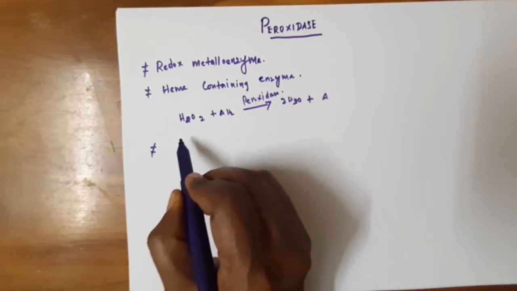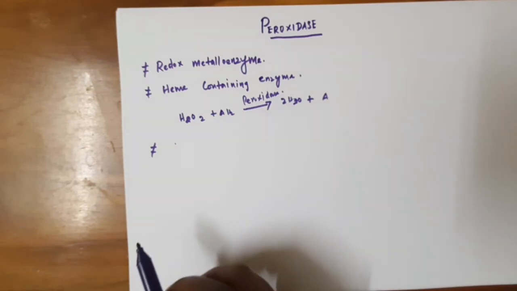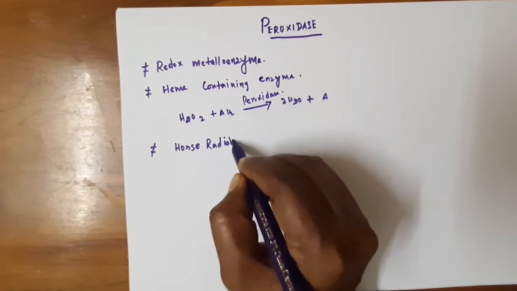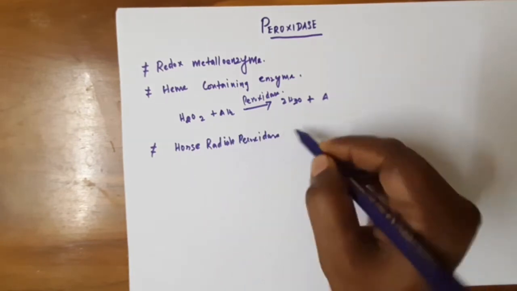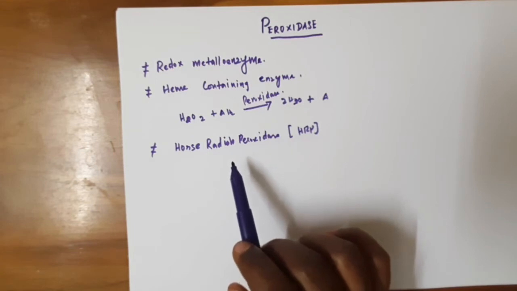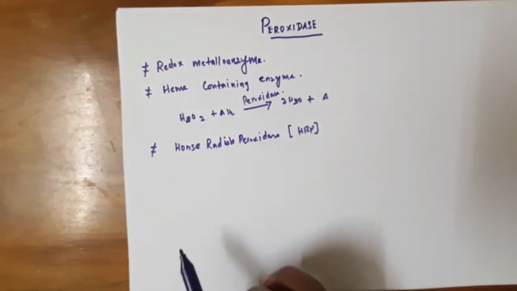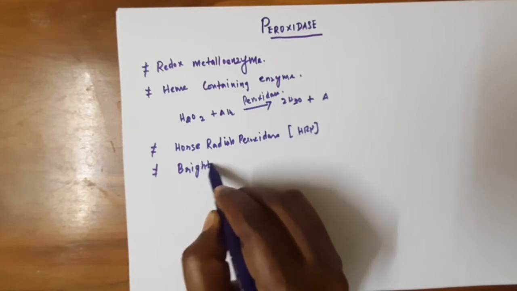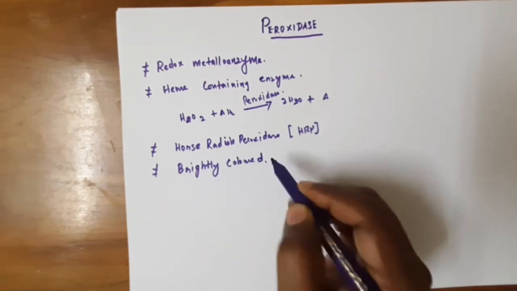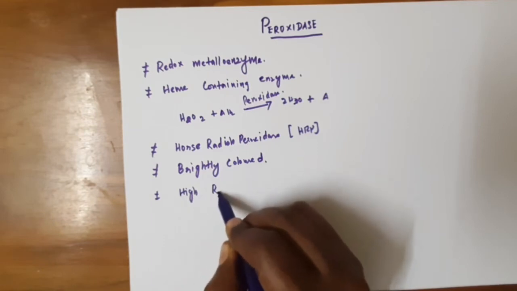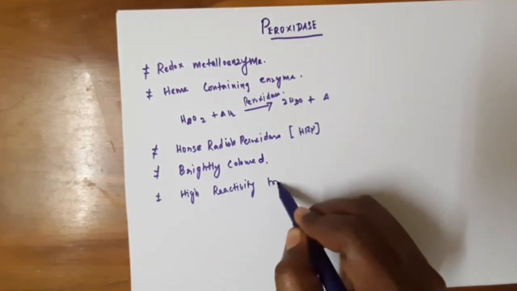This peroxidase exists in radish root plants. It is extracted from the radish root plants and also from the sap of fig trees. So it is generally called horseradish peroxidase, shortly called HRP. This horseradish peroxidase is mainly extracted from the horseradish root plant. This horseradish peroxidase enzyme is a brightly colored enzyme, and it shows high reactivity towards tumor cells.